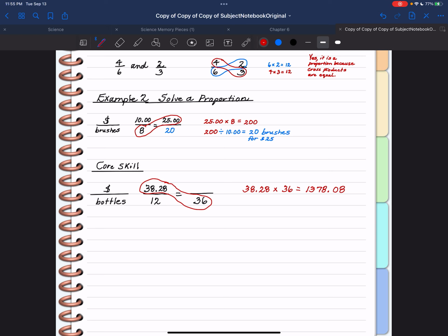Now, I can't draw another peanut because there's not enough stuff there. It would be missing a nut in that other peanut. That's what we're looking for. So let's divide by the 12. Divided by 12 equals 114.84. And that makes sense because I'm looking for money. That would be $114.84 for 36 bottles. So again, we had to solve the proportion to get the answer there.